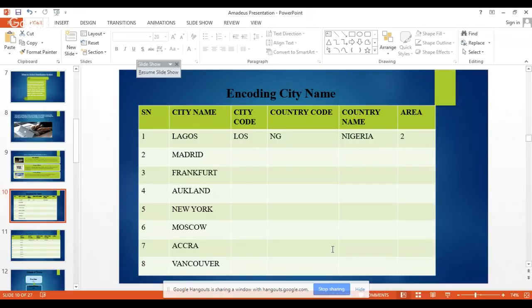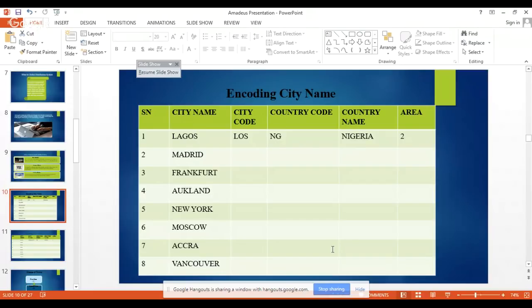Then the fourth one, we have Auckland. The city code for Auckland is AKL, Alpha Kilo Lima. And the country code is NZ, that is Nancy Zulu, or November Zulu. And the country name is New Zealand. It's in Area 3 at the Southwest Pacific. Then the fifth one, we have New York. The city code is NYK. And the country code is US. The country name, United States, and is in Area 1, the North America.